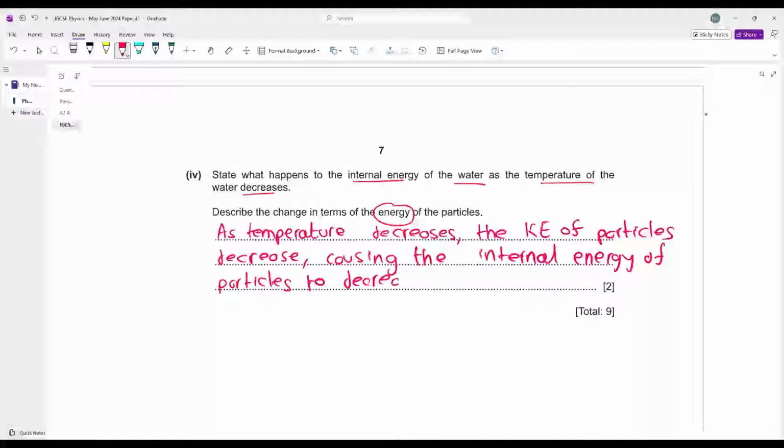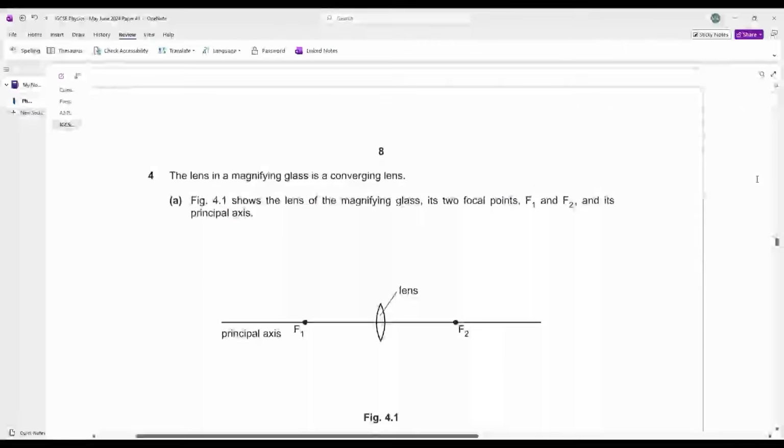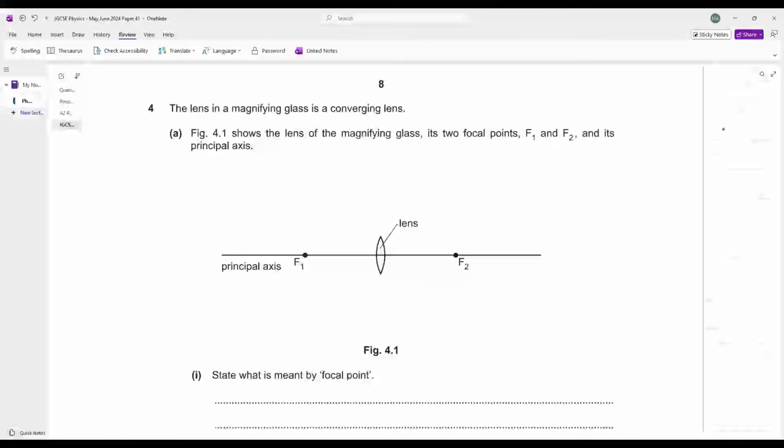Simple as that. Nothing complicated here. आगे बढ़ते हैं बेटा. क्या लिखा हुआ है? The lens in a magnifying glass is a converging lens. Figure 4.1 shows the lens of the magnifying glass, its two focal points f1 and f2 and its principal axis है. ये f1 f2 है, principal axis है.